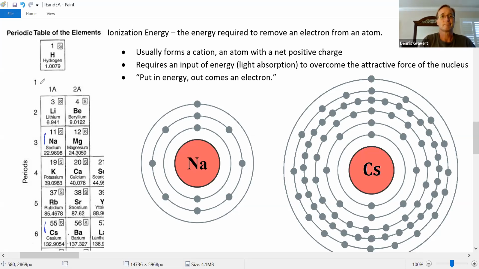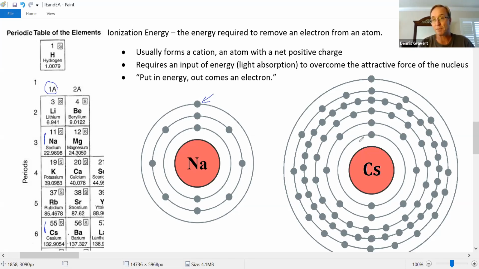Now, because they belong to the same family, they're going to have the same number of valence electrons, and the column number tells us how many valence electrons, and it's 1. So valence electrons, remember, those are electrons on the surface, or in other words, those are the electrons in the outermost shell. Sodium has 3 shells with electrons. The outermost one is the 3rd shell, and hey, there's only 1 electron in that 3rd shell.